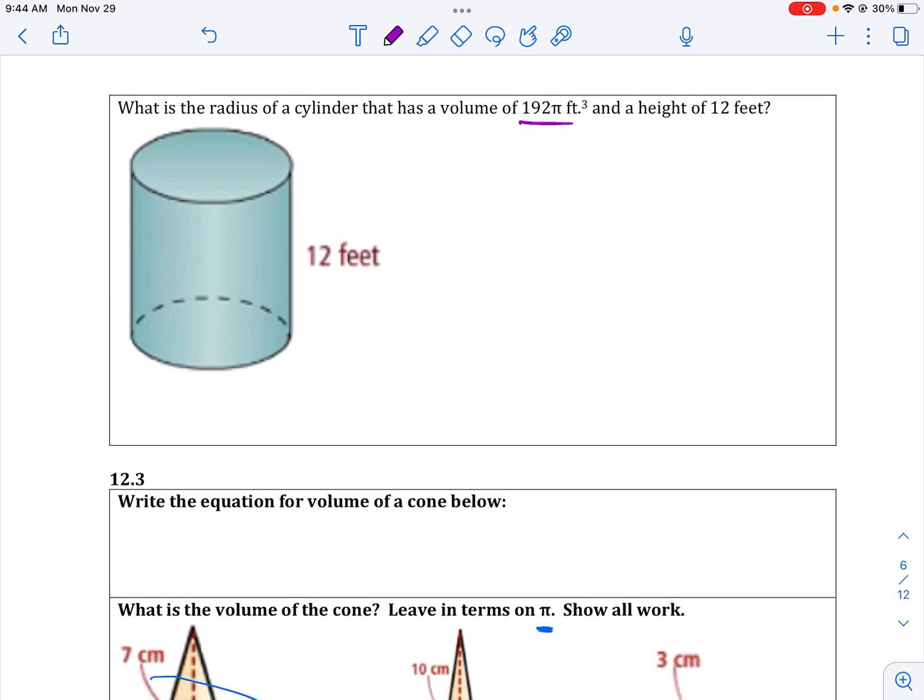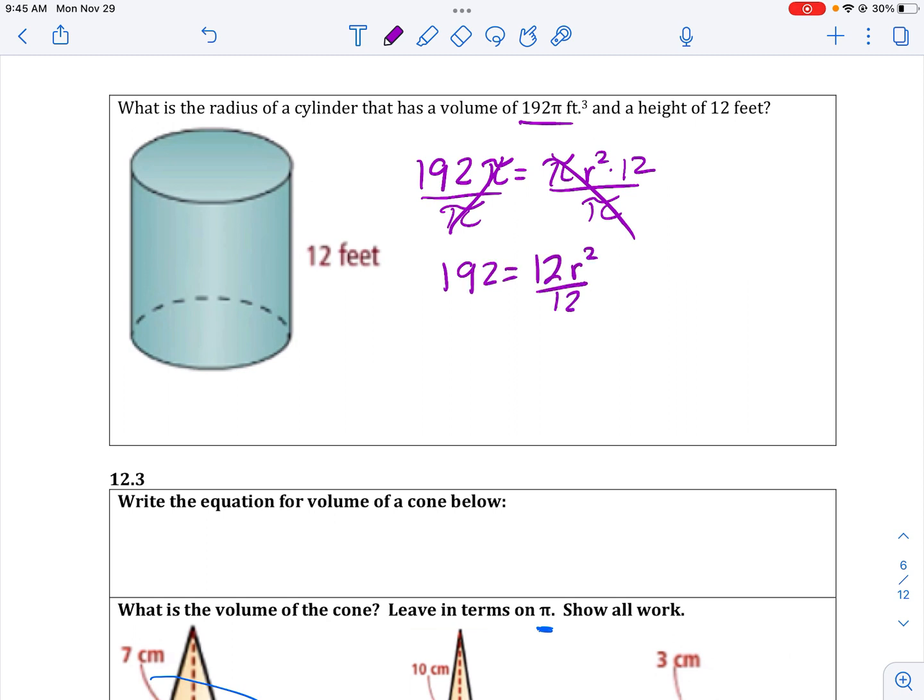All right, one more here, and this is in terms of pi. We got lucky. So there's my volume. Here's my volume formula, pi radius squared times height. Now the first thing I can do is just get rid of my pi's. Because I'm multiplying, to get rid of it, I need to divide. Pi divided by pi cancels, just leaves me with 1. So now I have 12 r squared. So now I can divide by 12 to get r squared by itself. 192 divided by 12 gives me 16. So I square root, and my radius is 16 feet.